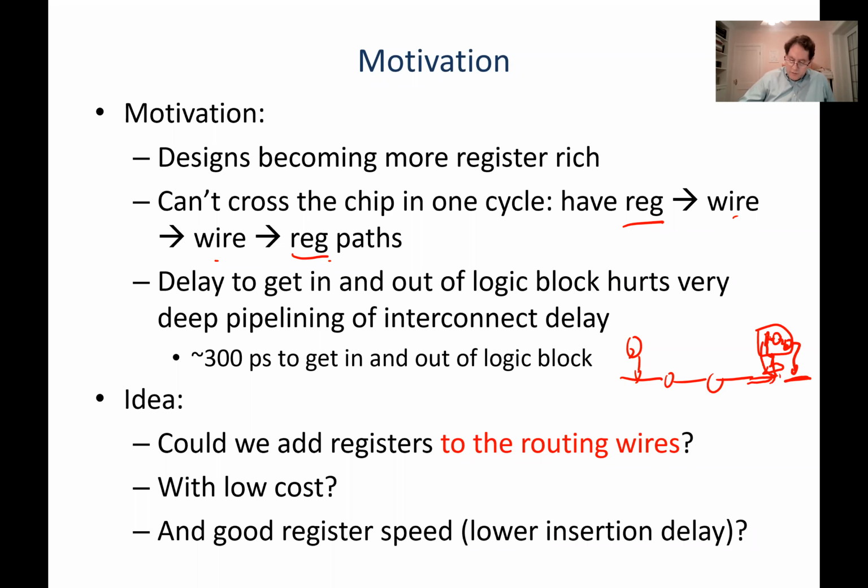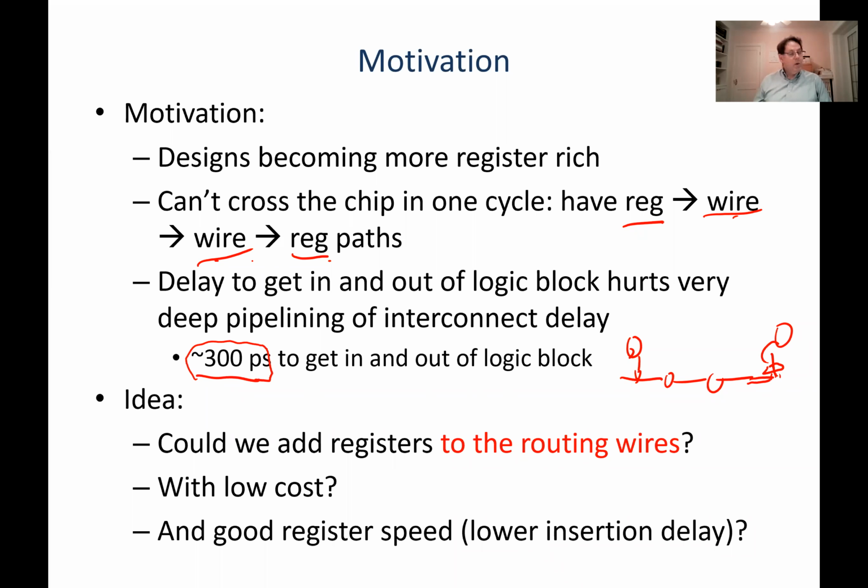So to get into this block and to the register took some delay. It took about 300 picoseconds. And that delay was kind of wasted. I actually just want to get across the chip, but I can't do it in one clock cycle. So I have to go into a block to get a register, and I have to do that every once in a while. And every time I do it, I actually just add 300 picoseconds to my wiring delay. So that's going to mean that I have to register even more, because every time I want to get a register, I lose 300 picoseconds of delay to get to the register. So if I want to cross the chip, I need to use even more registers because of this insertion delay. So the idea is, could we add registers to the routing wires themselves, which should be very useful for these kinds of paths.